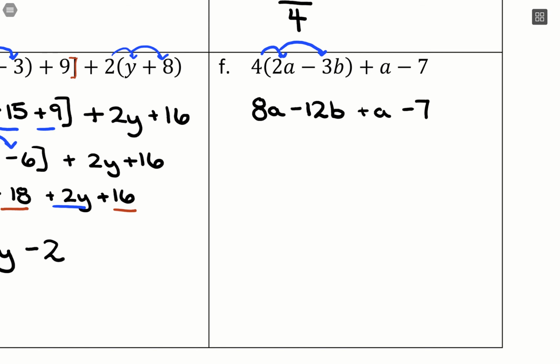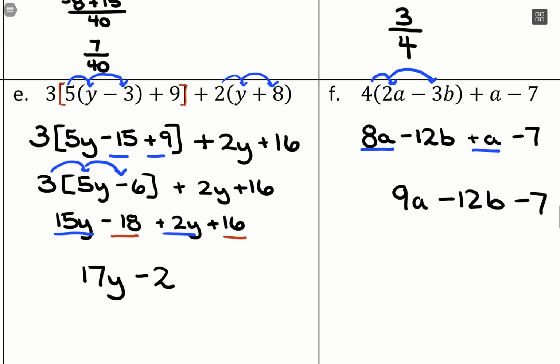Now for like terms, it has to be the same variable. So what we'll have is this 8a plus a. We can combine those, but then there aren't any other like terms. So 8a plus a is 9a, and then we'll have this minus 12b, and then minus 7.